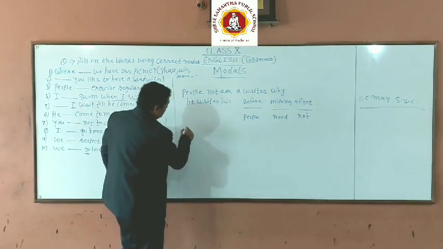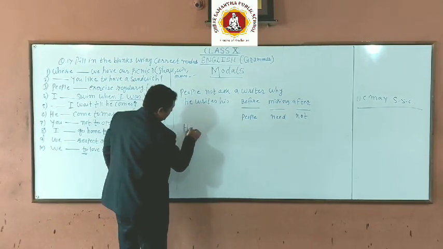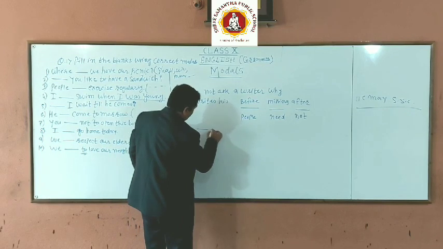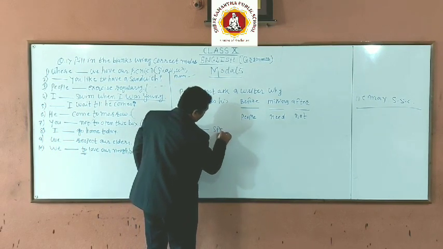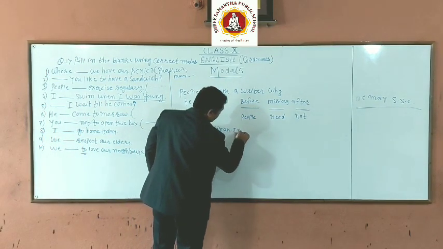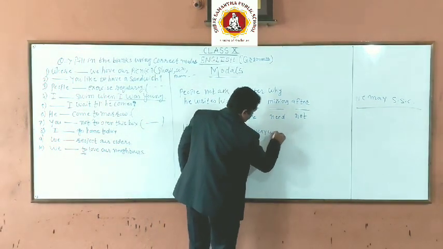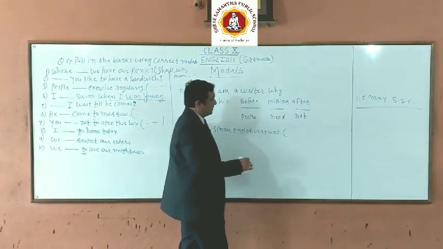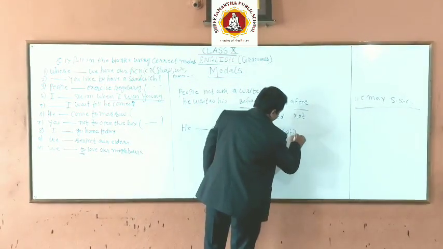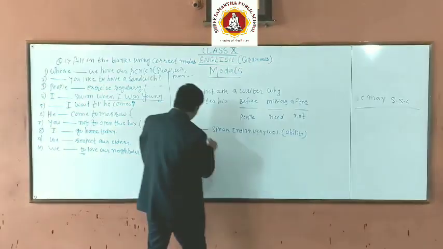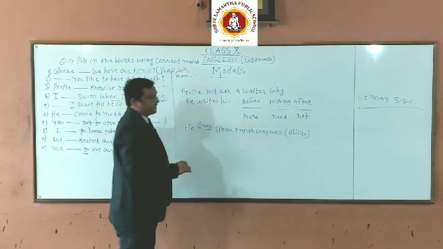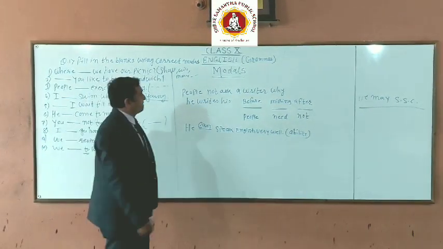Suppose that here I write this sentence: he dash speak English very well, and in the bracket, ability. So the answer is: he can speak English very well.